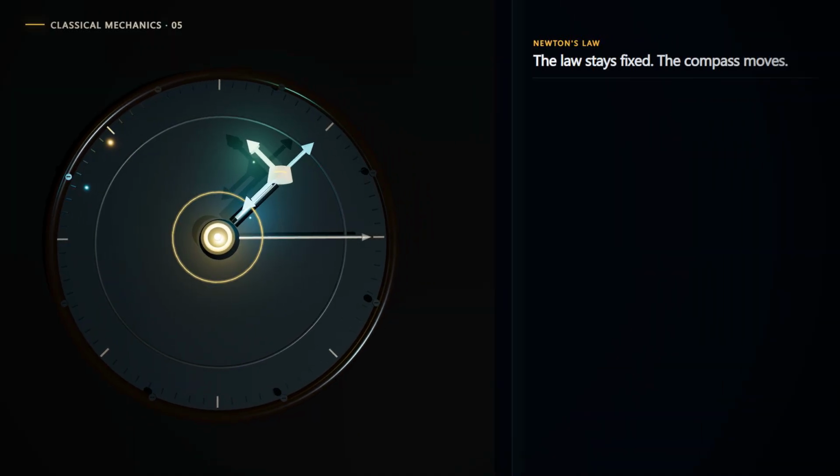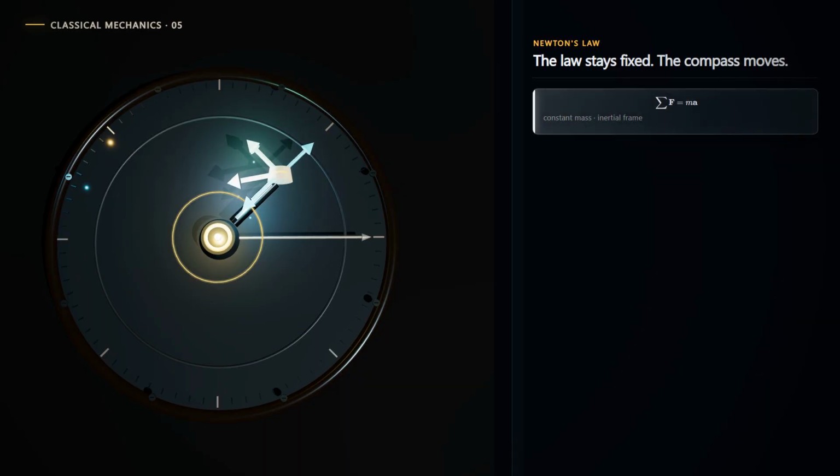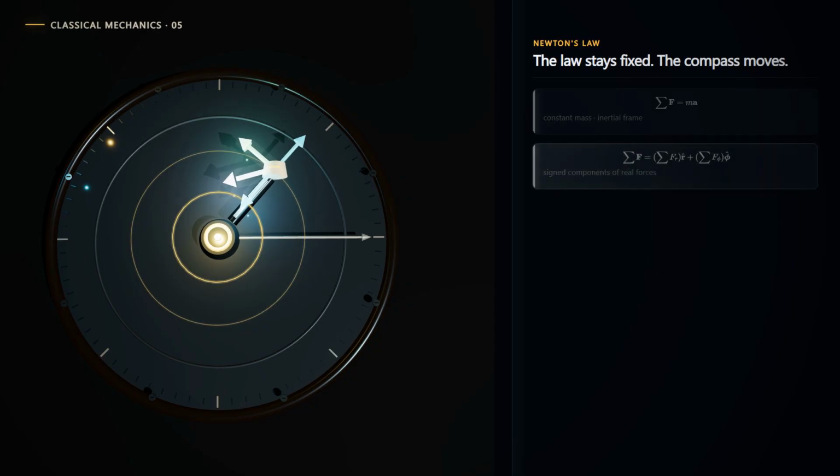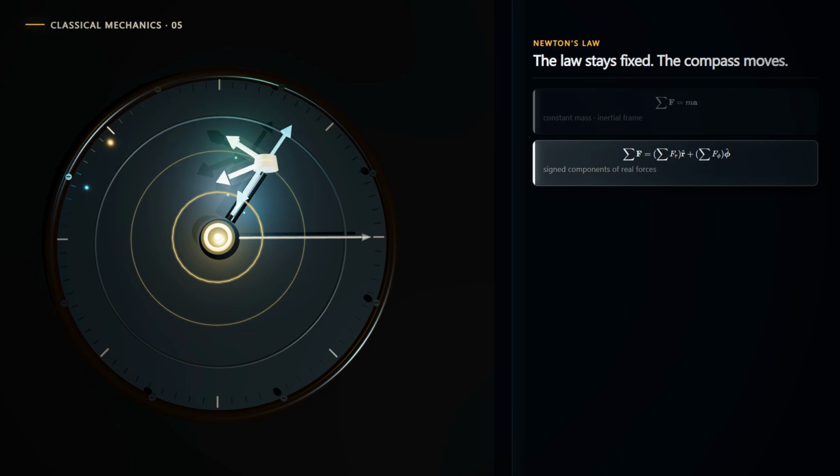For a constant mass particle, return to net force equals mass times acceleration. The law is unchanged, only our measuring compass moves. Read that net force vector along the live compass. Add every real force component along outward r-hat. Separately add every component along increasing phi-hat. These are signed components of the same physical forces, not forces created by coordinates.